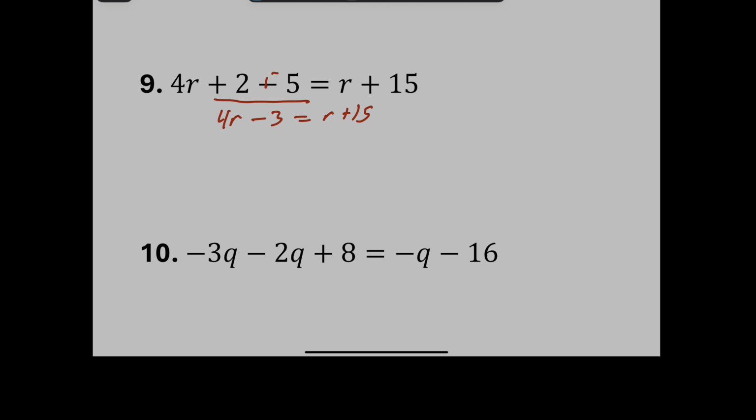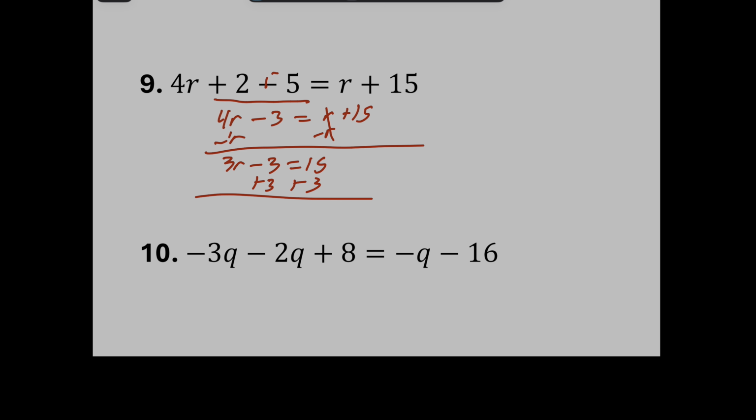So, flipped on me. Sorry about that. So I'm going to go minus r. Now remember, that's a minus 1r, so that's going to become 3r minus 3 equals, they go away, 15. Let's add 3 to both sides, and I get 3r equals 18, divide by 3, and I'll get r equals 6. Okay, not too bad.